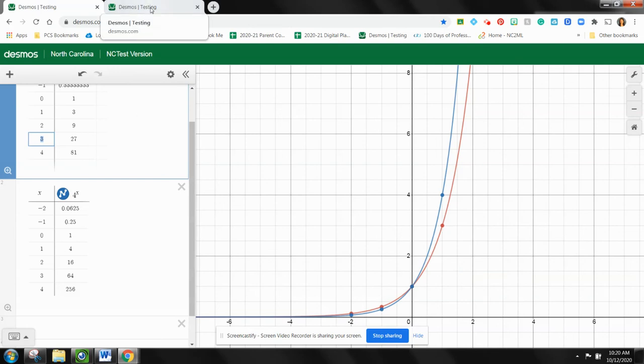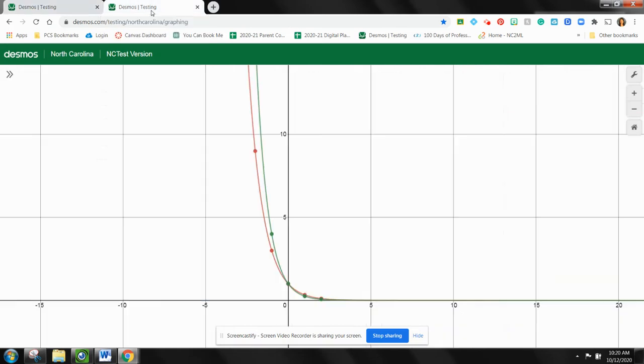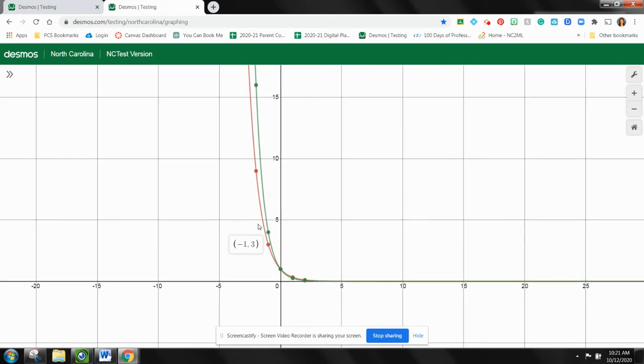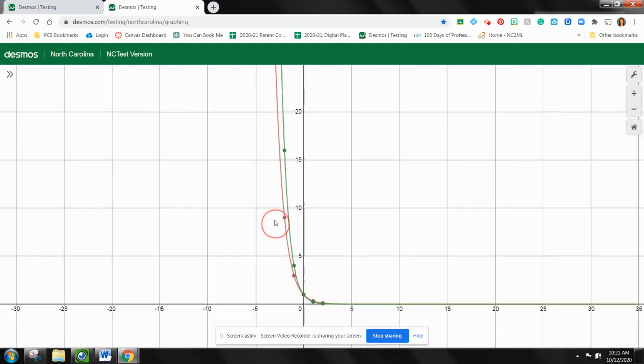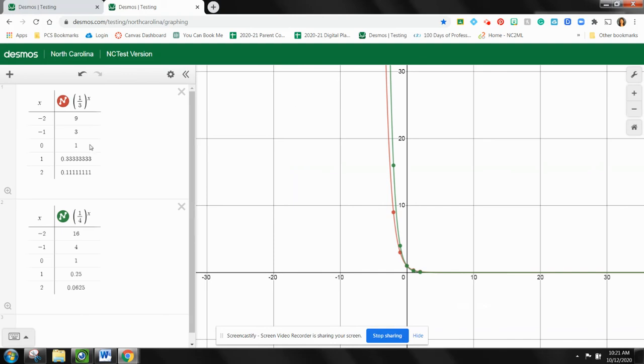Now, what if my ratios are fractions? What if it is less than 1? If it's less than 1, you'll notice this red function has y values that are smaller, quicker, over here on the left. And I'm going to go ahead and look at these tables.